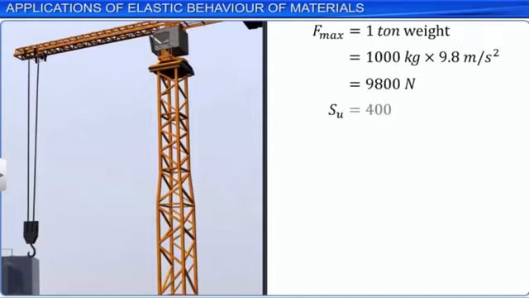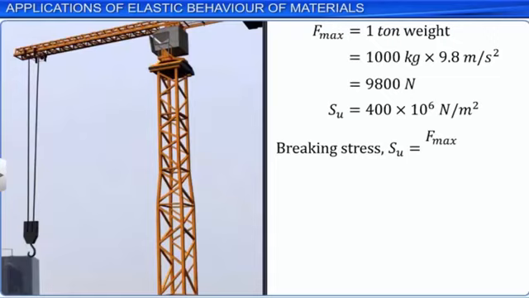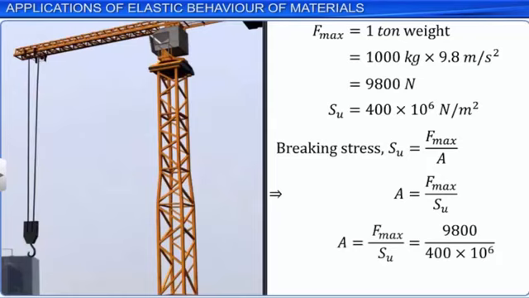The cross-sectional area of the rope can be calculated by equating the breaking stress, S_U, to the ratio of maximum load and the area of cross-section A. The cross-sectional area of the required rope is calculated for the maximum load of 1 ton, that is 1000 kilos. By substituting the maximum load as mass times acceleration due to gravity, and the breaking stress, the required area is 2.45 × 10^-5 meters square.